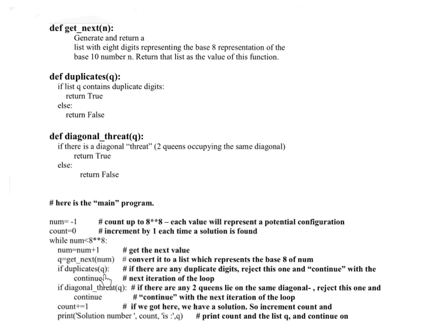However, if this turns out to be false, in other words, there are no duplicates and there's no diagonal threat, then we count one more. Remember, count started out at 0, now count becomes 1, and we say solution number count, and we print out the solution, which is in Q. Then we come back up to the while loop and get the next number. That's basically the way the program works. So what you really need to do is, using this main program, write these 3 functions: getNext, duplicates, and diagonal threat. That's the problem.